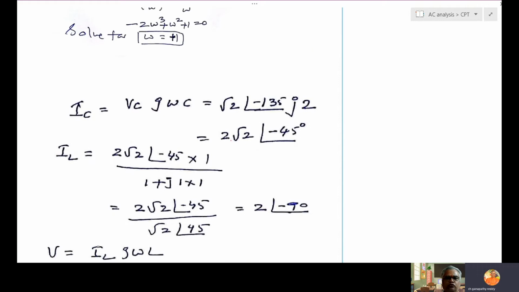So that is 2 root 2 angle minus 45. This is IC. IC equal to current, equal to voltage by reactance. So VC into j omega C. You can write one more step: IC is VC by XC.